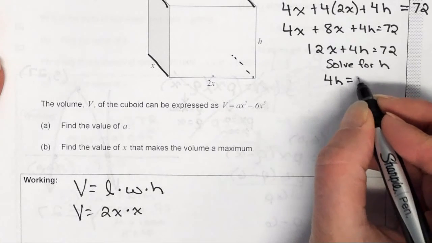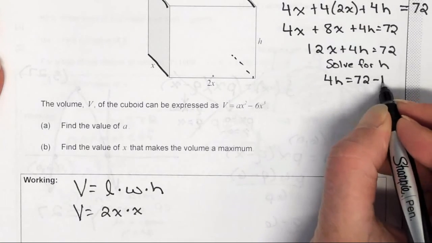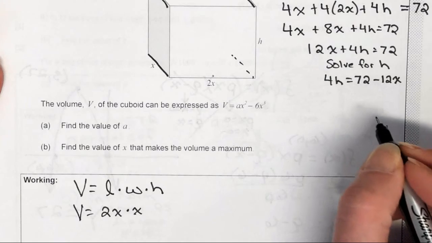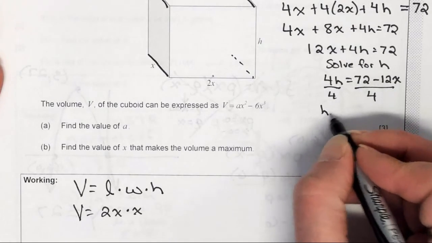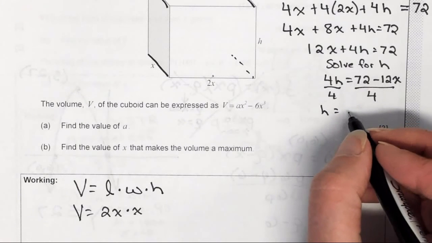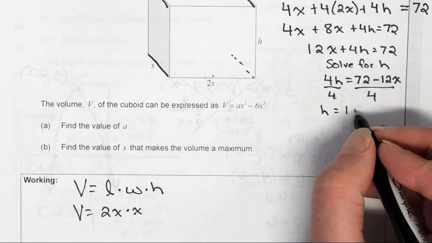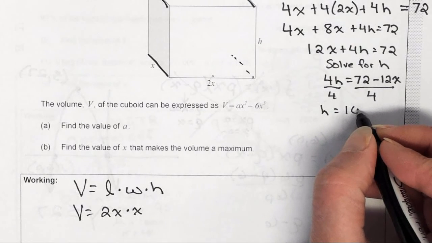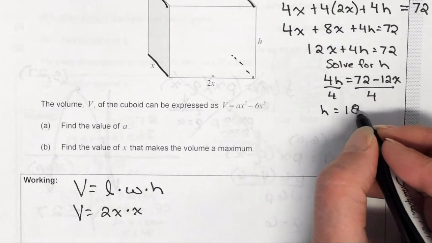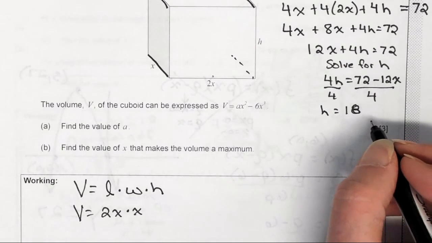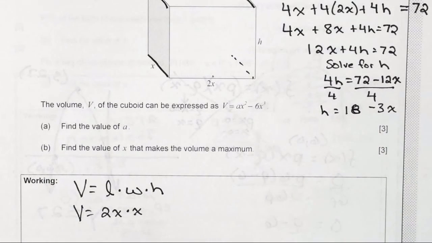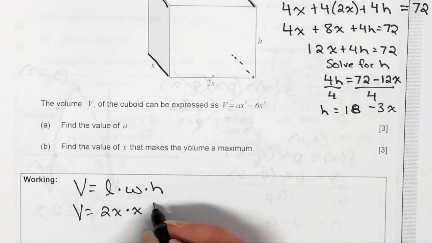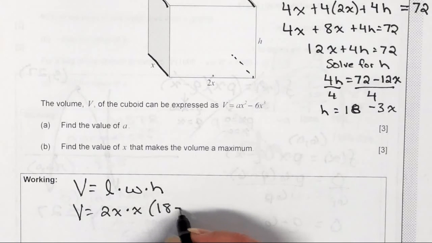4h equals 72 minus 12x. What's 72 divided by 4? 16? 18. 18, I think. Minus 3x. Okay. So height is now represented by 18 minus 3x.